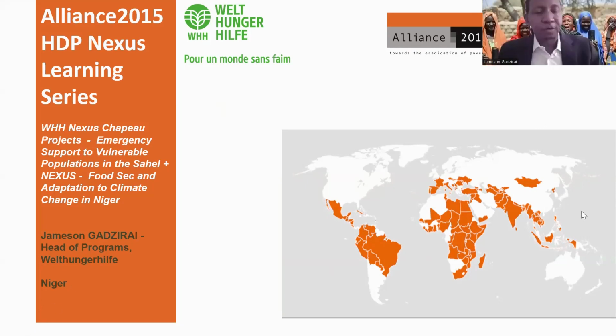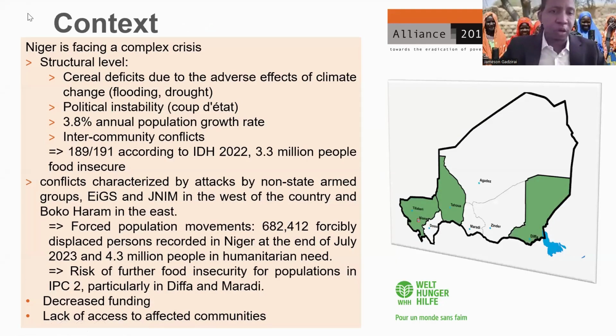Thanks a lot, Chris. It's a pleasure to be here. We will be talking this afternoon about two projects that are essentially looking at the Nexus approach, one focusing on emergency and humanitarian aid, and the other project also looking at development and elements to do with social cohesion. The history that we'll be talking about covers a period from January 2020 running all the way through to 2024. The next slide, please, Chris.